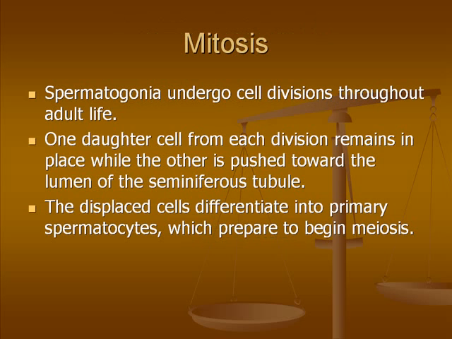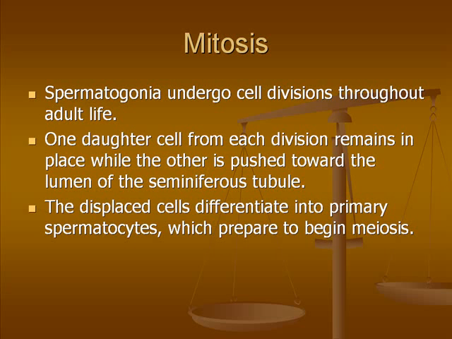In the process of mitosis, the spermatogonia undergo cellular division throughout their adult life. You have one daughter cell, and with each division one will remain in place while the other ones are pushed forward through the lumen of the seminiferous tubules. Now, if you remember the seminiferous tubules and their relationship with the testicles, they are the portion of the anatomy where the sperm will continue to develop and then be pushed on into the vas deferens, which is the ductal system that will lead through the male reproductive system.